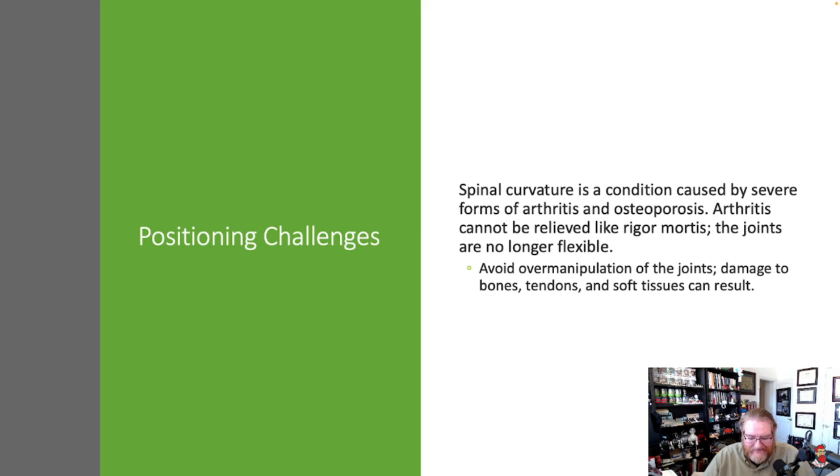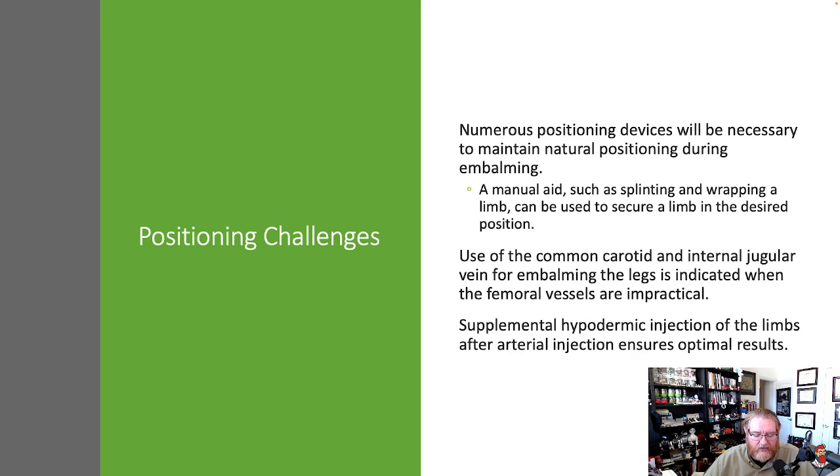Spinal curvature is a condition caused by severe forms of arthritis and osteoporosis. Arthritis cannot be relieved like rigor mortis. The joints are no longer flexible. Avoid over-manipulation of arthritic joints. Damage to bones, tendons, and soft tissues can result, and that damage can cause swelling. Numerous positioning devices will be necessary to maintain natural positioning during embalming. A manual aid such as splinting and wrapping a limb can be used to secure a limb in the desired position.